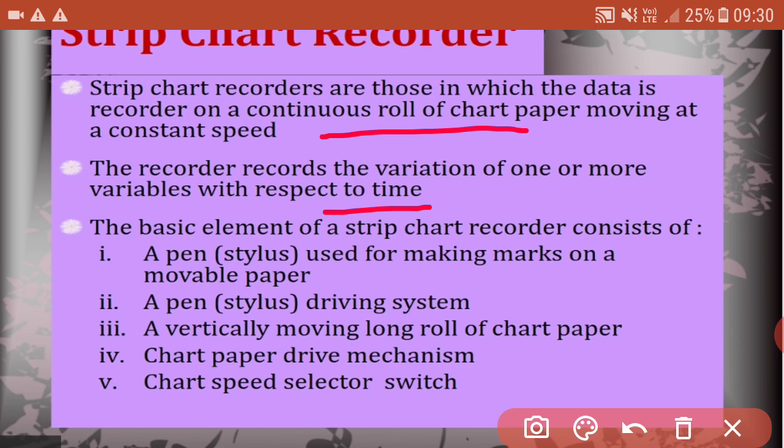The basic elements of a strip chart recorder consist of a pen, also known as a stylus, used for making marks on a movable paper; a pen driving system or stylus driving system; then a vertically moving long roll of chart paper. Another element is the chart paper drive mechanism and the chart speed selector switch. So these are the elements found in strip chart recorders.